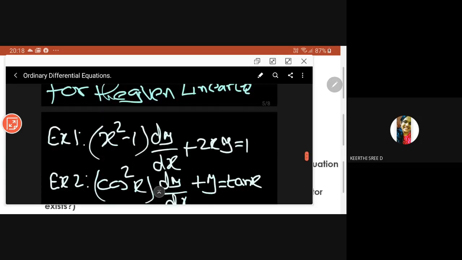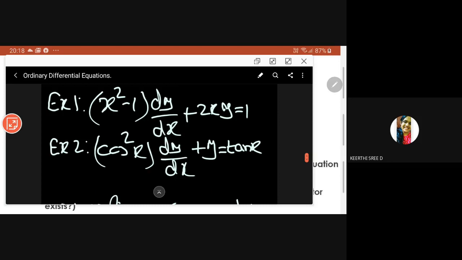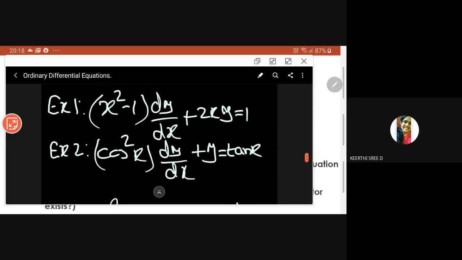You just remember that. And in this case, the p of x is 2x by x square minus 1. On the other hand, q of x for the first example is 1 by x square minus 1. In a similar way, for the second example also, it's a Leibniz equation.